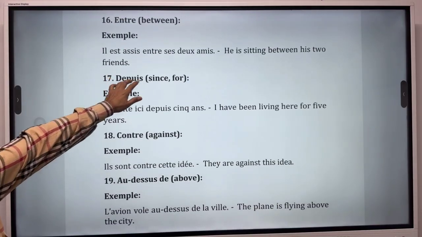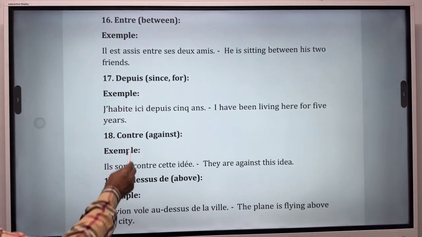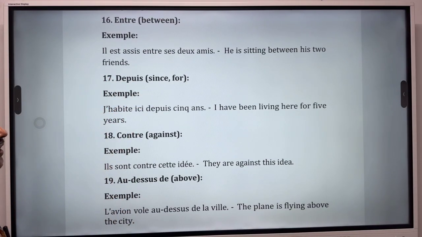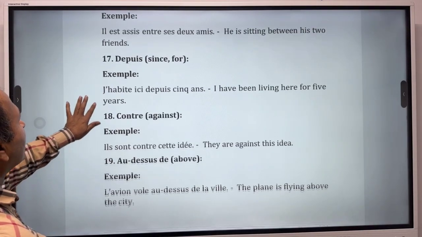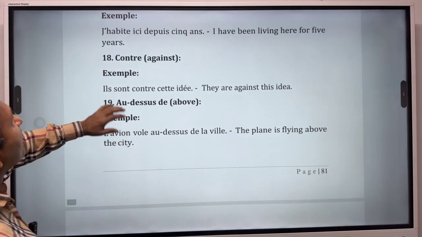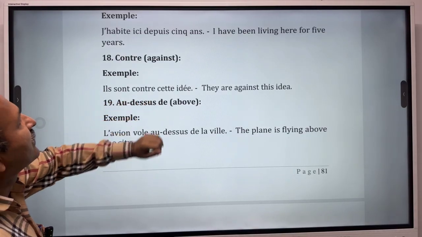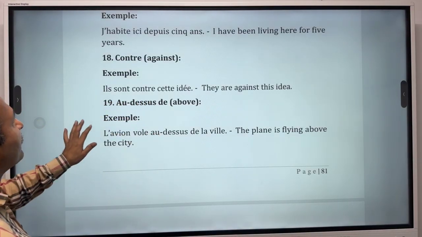Next preposition is depuis, since or for. J'habite ici depuis 5 ans. I have been living here for 5 years. Then comes contre, against. Example, ils sont contre cette idée. They are against this idea.